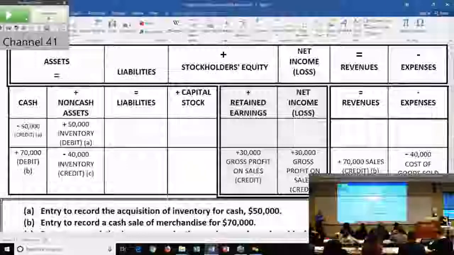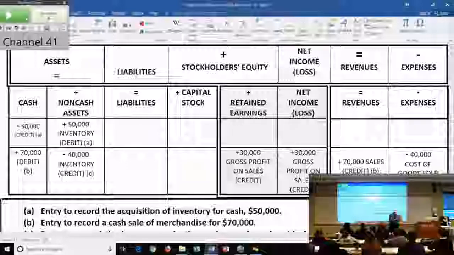Now, this is a picture that you may not have seen before. Cost of goods sold. The amount that I charge for the cost of goods sold is going to depend on what? The inventory method that I use. Do I use average cost? Do I use specific identification?